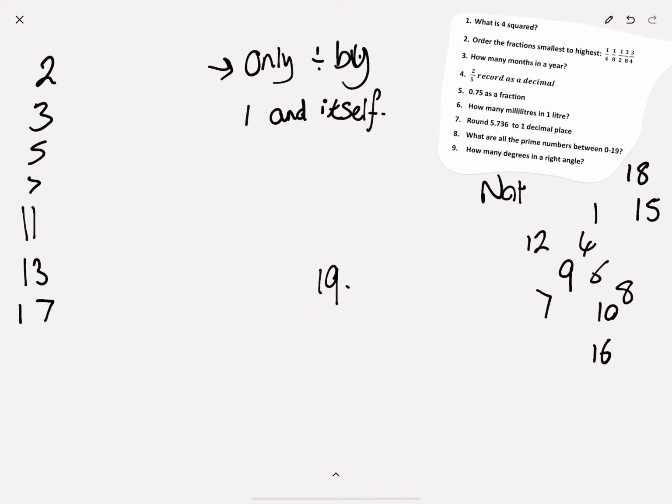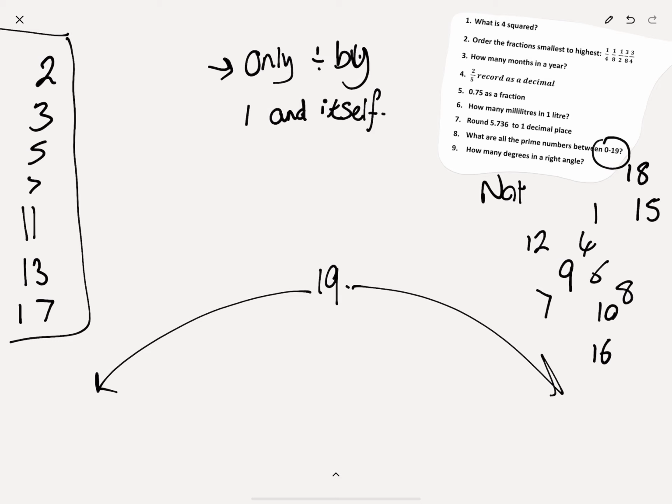19. Let me have a look at the question. What are all the prime numbers between 0 and 19? Right, well, that's open to interpretation. For me, it does not want you to include 0 and 19. But if you've interpreted that question as wanting 19 included, then 19 is over here. Yeah, that's fine. My maths isn't there today. But if you've assumed that it's not, then it needs to go over here, and this is your completed list.